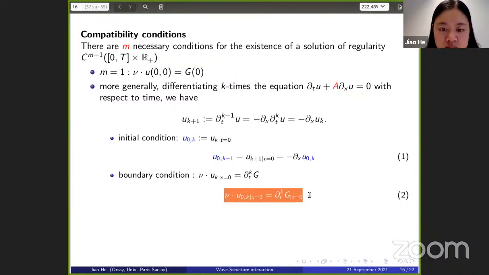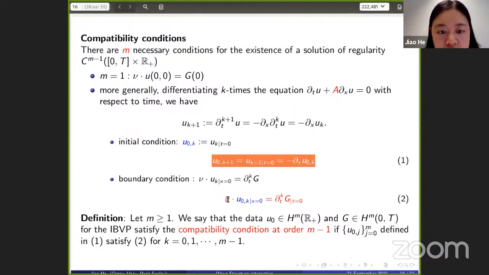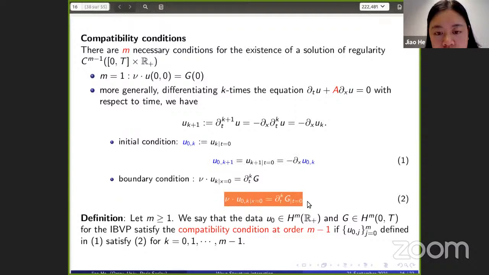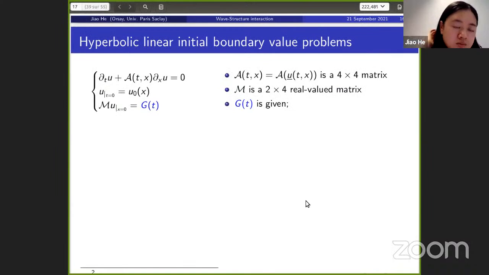We need these conditions, and so the definition of the compatibility conditions is that we say the data U0 belongs to H^M, and G belongs to H^M, satisfies the compatibility conditions at order M minus one if the U0^j defined in one here satisfies this relation.